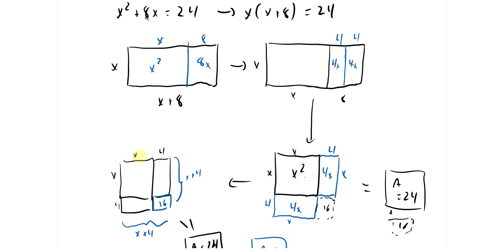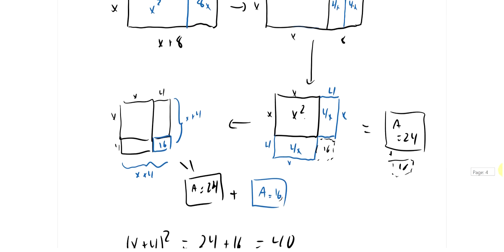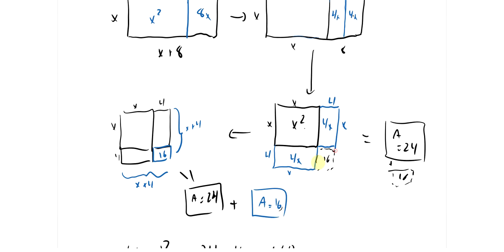Well, I've got a nice square with side length x plus 4. So the area of this whole thing is x plus 4 quantity squared. And I've got an area of 40 on the other side, and then I can solve it. And that's why it's called completing the square, right? You have to complete the square by throwing in this piece.